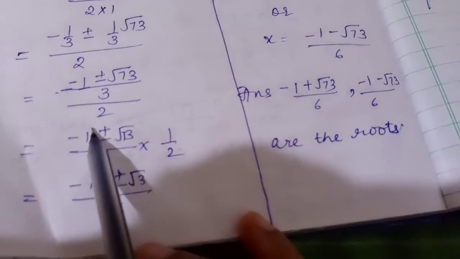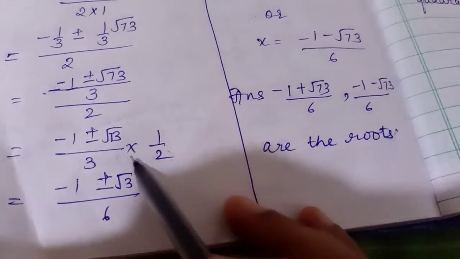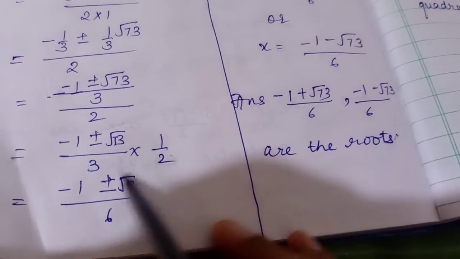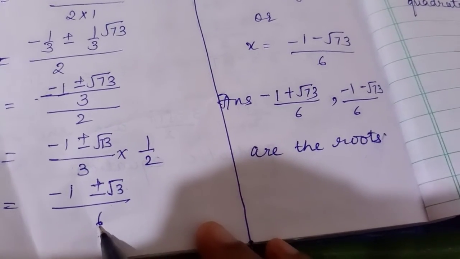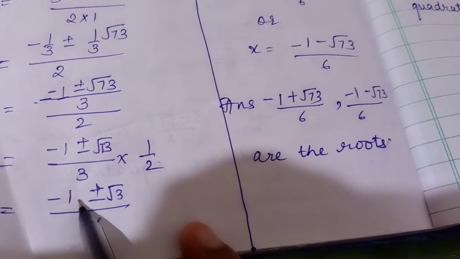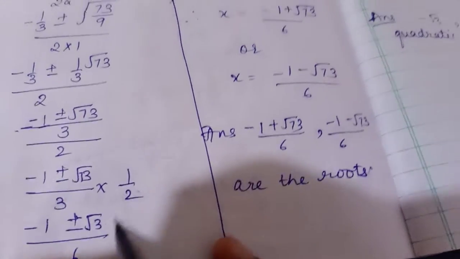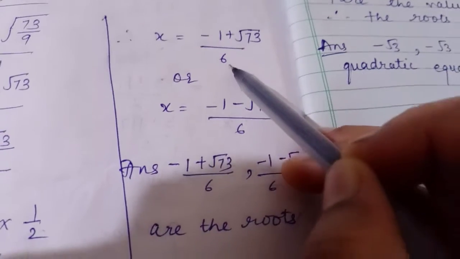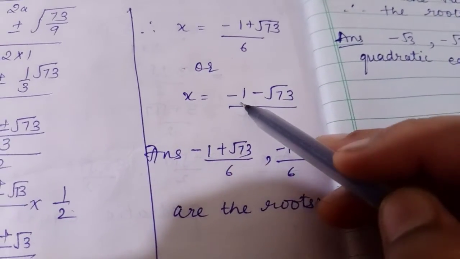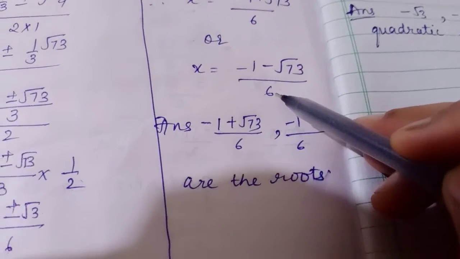Now this 2, when we change it into a multiplication form, this will be 1 upon 2, and then this 3 into 2 will become 6, and this will be as it is, minus 1 plus minus root 73. So the value of x is equal to minus 1 plus root 73 upon 6, or x is equal to minus 1 minus root 73 upon 6.